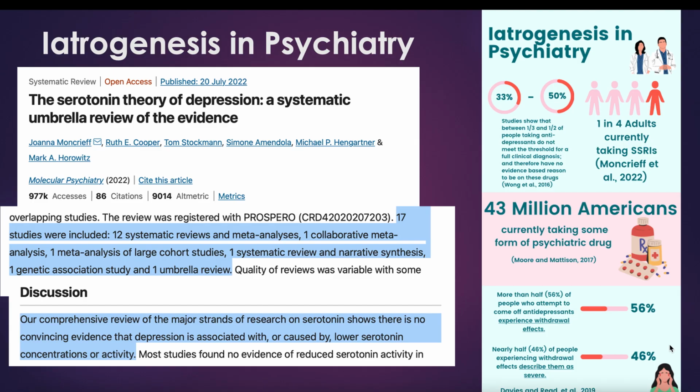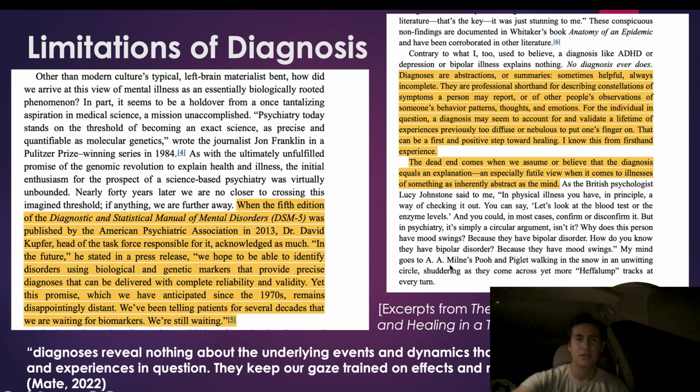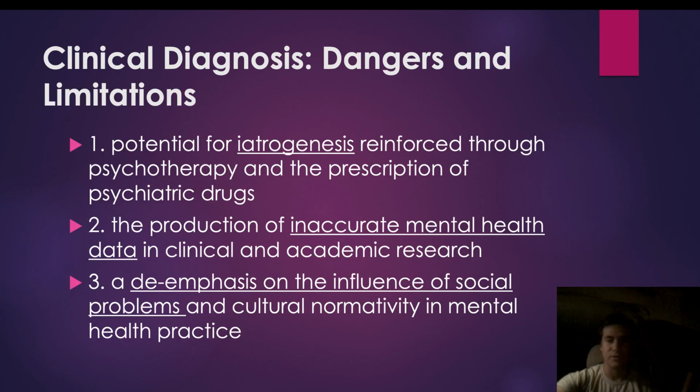So, iatrogenesis in psychiatry. Remember, let's go back to the slide before. This one. So I believe that there are three primary dangers and limitations of the medical model, specifically with respect to clinical diagnosis, which, as we saw in part one, is a fundamental component of the medical model of mental health and how it's practiced.